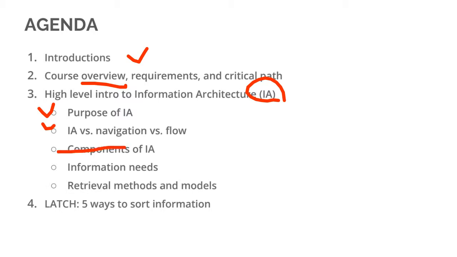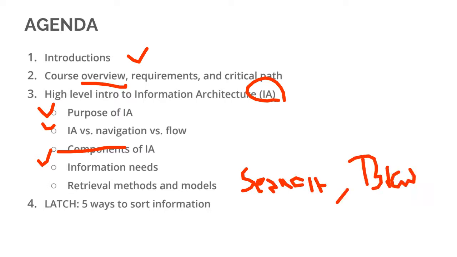What are some of the components of IA? What are some of the information needs? And then how do people retrieve information? So often it's going to be search, and then we're going to have browse that you're going to see as well. And this week's assignment is LATCH. So you're going to learn more about LATCH. What is LATCH? It's an acronym to help you remember the different ways that you can categorize content. So it probably means little for you today, but it will make a lot more sense as we go.